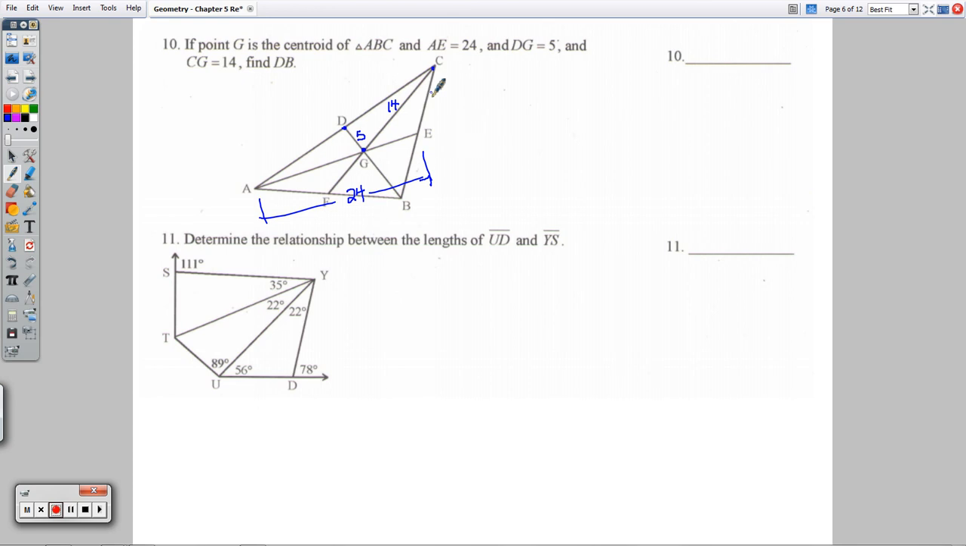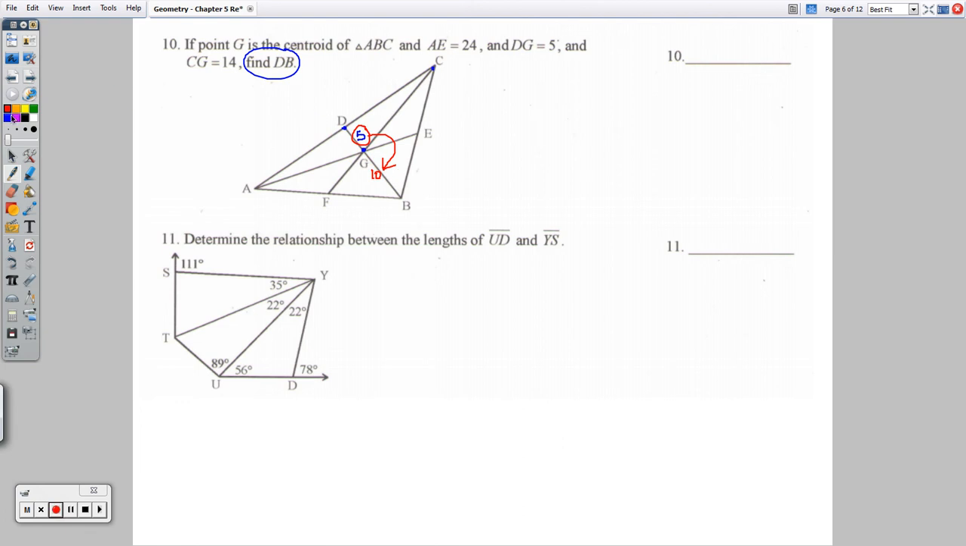So we really have a lot of extra information that we don't need on this one. You don't actually need to know that this is 24, so I'm just going to erase that. You don't actually need to know that that's 14. It's true in the picture based on the information, but we're just focusing on this. If we're going to find DB, all we need to know is this one. And it's in that 2 to 1 ratio. So if this is 5, this bigger part of that median, this is a smaller part, it's half as big as this part. So this would be 10 right here.